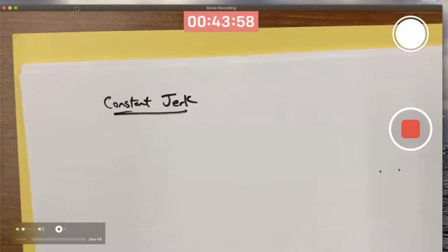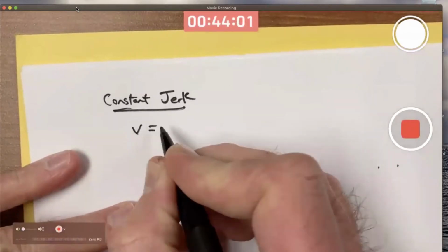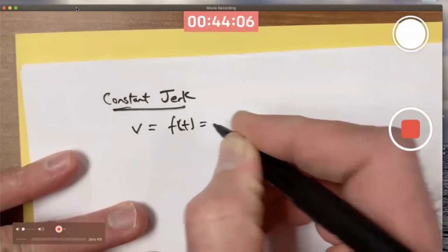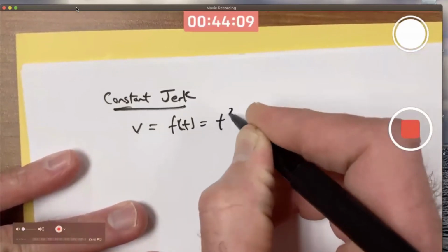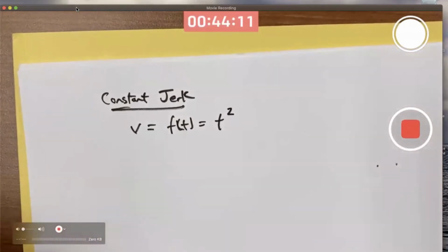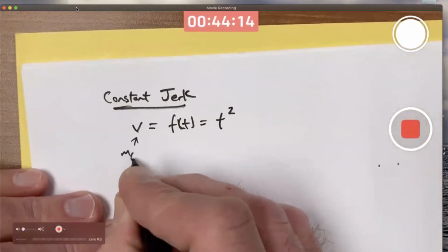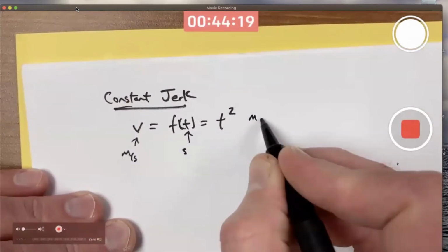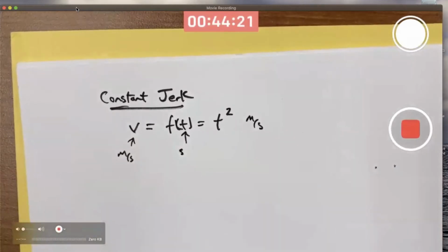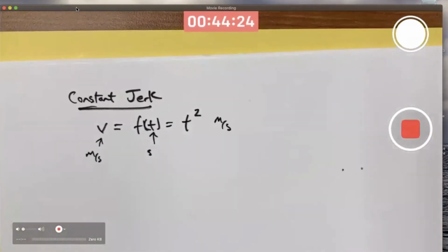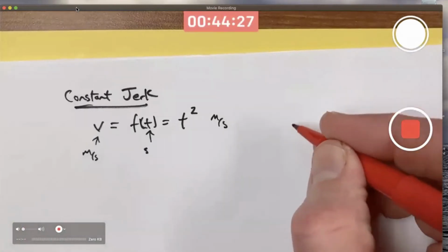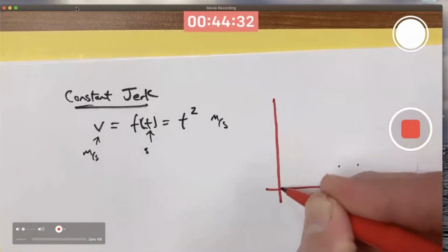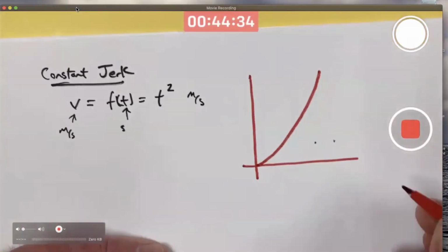Okay. Constant jerk. That's going to make the velocity, the speed, I should say, for our example now, be quadratic. Oh, let's say t squared. V still has units of meters per second. T still has units of seconds. The output has units of meters per second. The graph of this function is no longer straight. When t is positive, it's half a parabola.